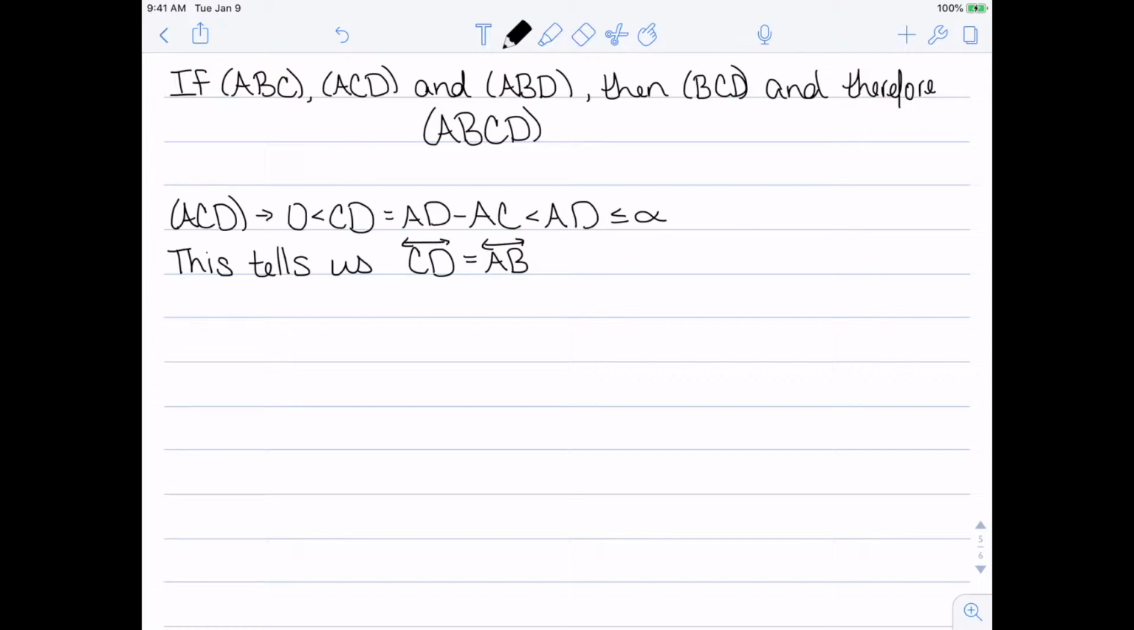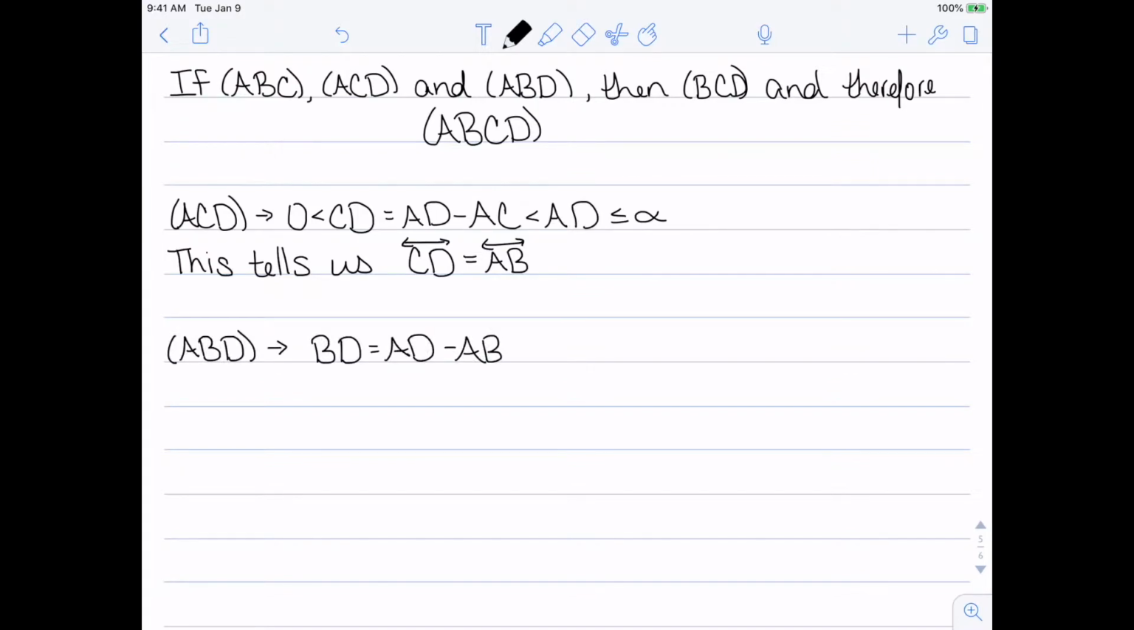this to work, but now I have a line between A and B that contains C, and a line between A and B that contains D. Since these 2 points are strictly less than alpha apart, their distance is strictly less than alpha, we can say that these are the same lines. So that tells us that all 4 of these points are collinear. That was the first thing that we needed, that they all 4 actually did lie on the same line.